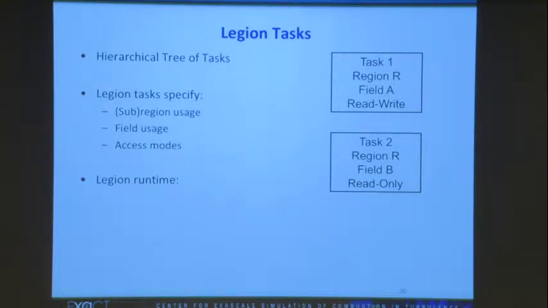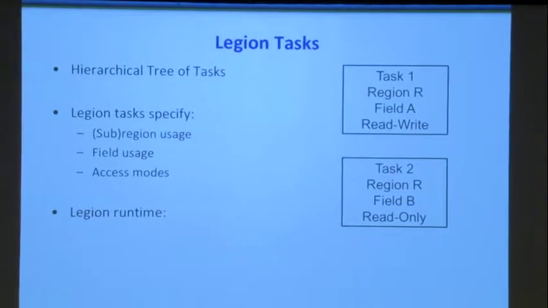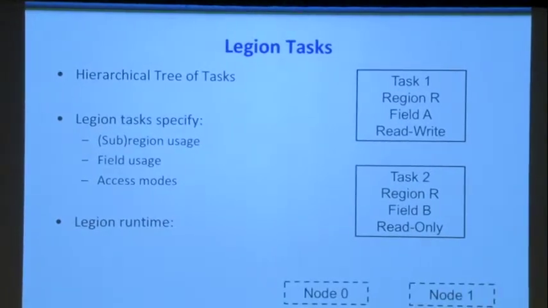Similarly, the Legion tasks are a hierarchy tree of tasks. The tasks, these would be your functions or subroutines now, have to specify the subregion that's being used, the field usage, and the access modes, whether you're going to read the data, write the data, or read-write, or do some kind of transformation of that data. And so this is an example of how the Legion runtime works. So for example, if we have two tasks that both want to use a certain region, R, but they're going to use different fields of that region.